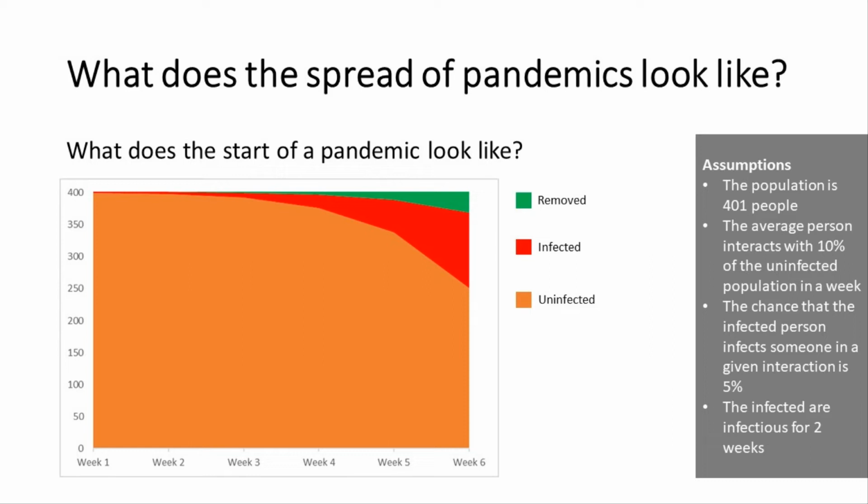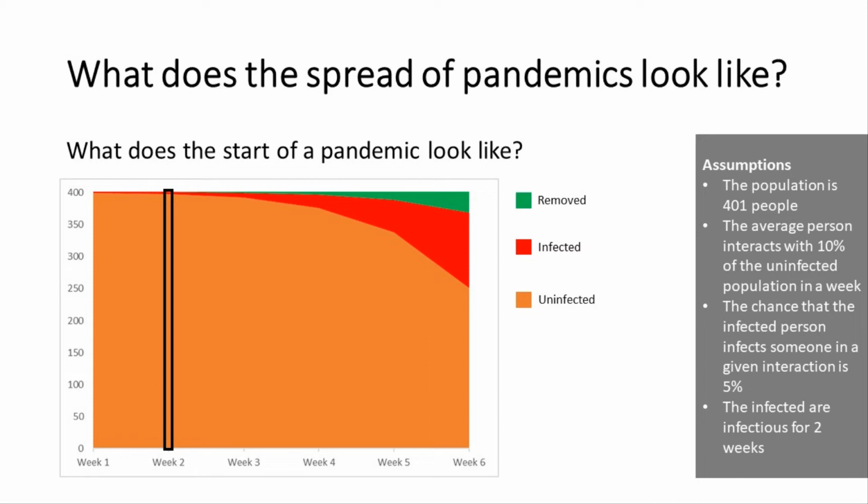The orange is all of our uninfected people, the red is our infected people, and the green is the people that have been removed from the population. They're no longer infectious or able to be infected. How do you read this graph? You can look at any particular point in time that you're interested in, so here maybe week 2, and look down at how much red is there. Here, there's not very much red at all.